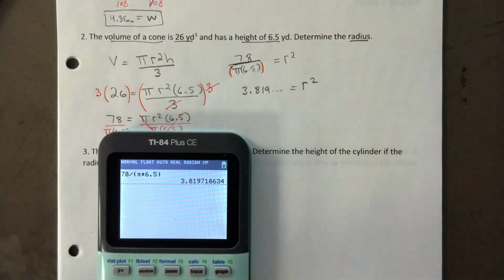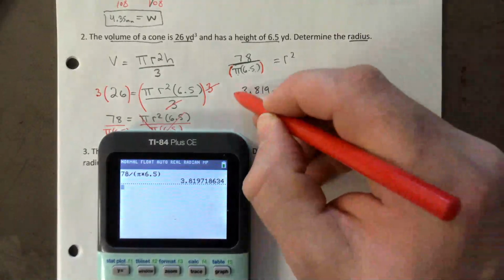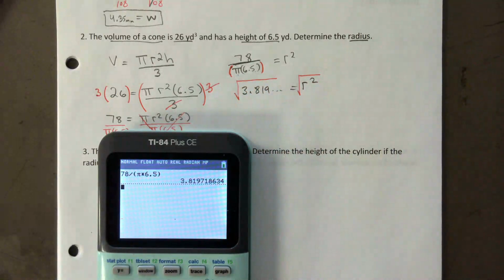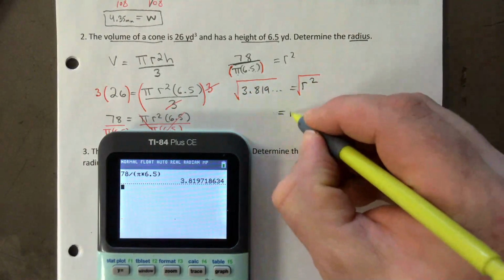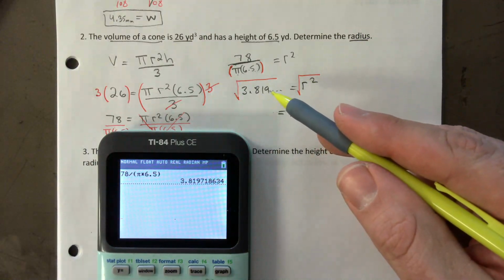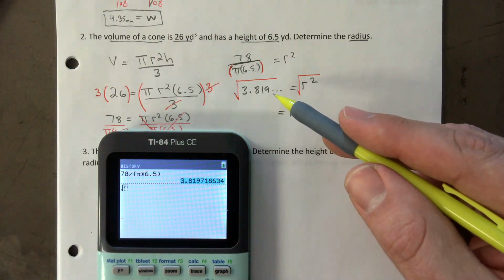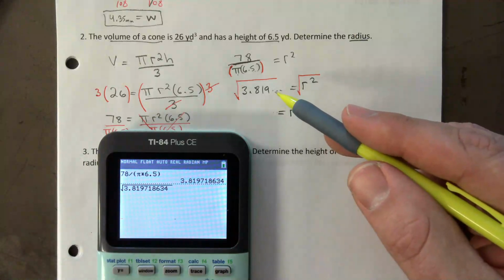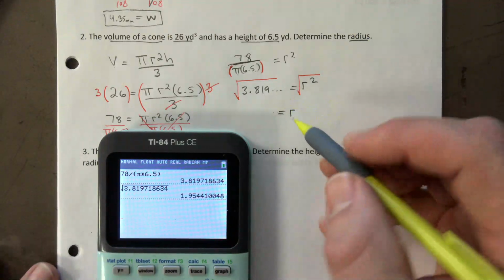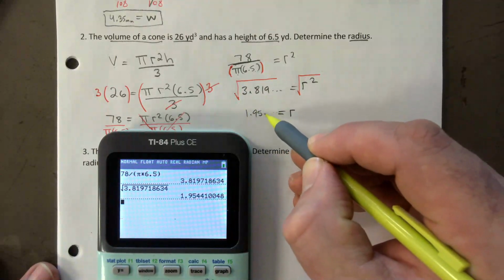Last but not least, we've got to get rid of that square, so you square root both sides to be left with r. You just press second and then the x squared button, go up, copy and paste it in, and hit enter one more time. It's 1.95, and we are in yards.